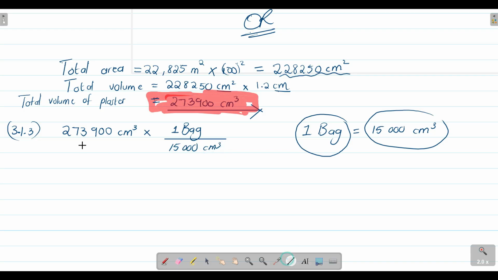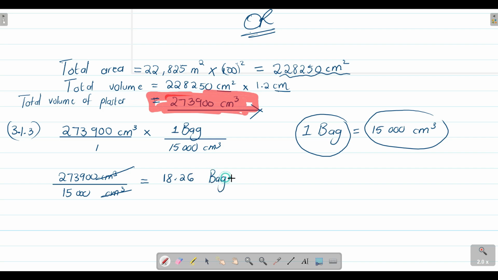From there, you can see that that's the same as just taking the 273,900 centimeters cubed divided by 15,000 centimeters cubed. The centimeters cubed will cancel. Whatever answer you get here tells you how many bags you will need. So if you take 273,900 divided by 15,000, you'll get a value of 18.26 bags.